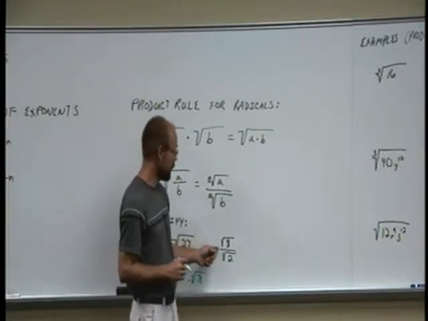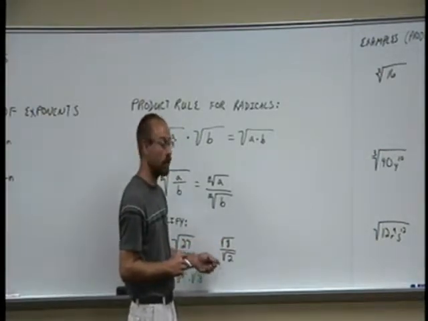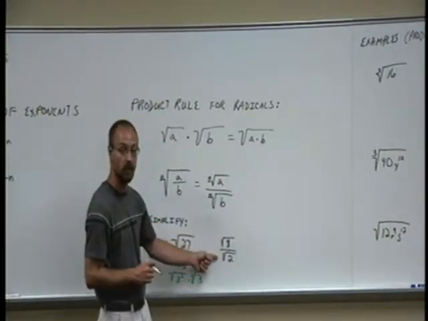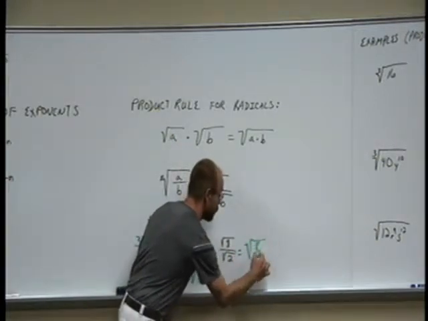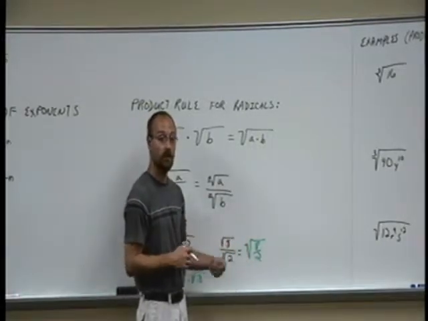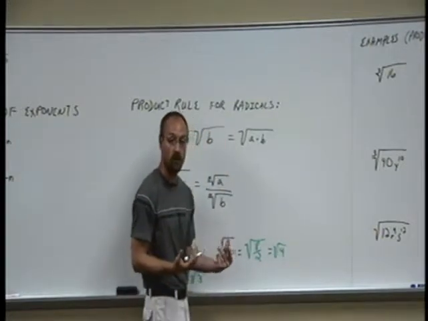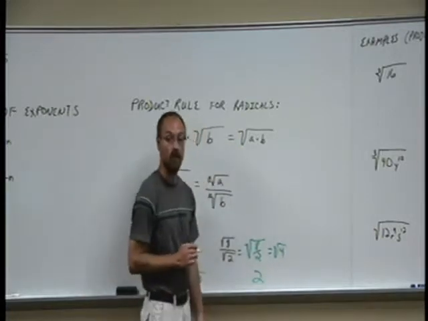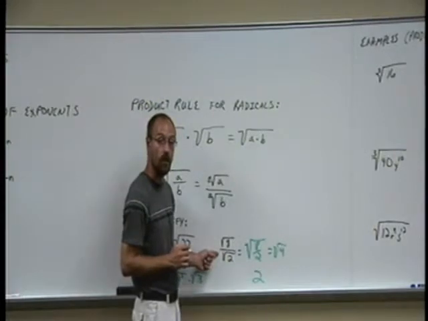We can do the quotient rule on this one here. We have the square root of 8 over the square root of 2. Essentially, we're going to work this rule backwards. My index is the same. It's 2. So I can rewrite this as the square root of 8 over 2. Now, I can simplify that. 8 over 2 is 4, so we can have the square root of 4. Well, the square root of 4 is a perfect square. We know that answer is 2. The square root of 4 is 2. So we can simplify this using the quotient rule.